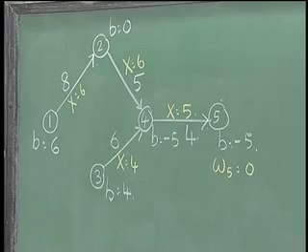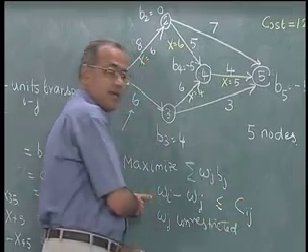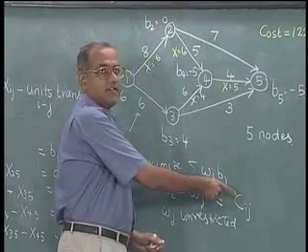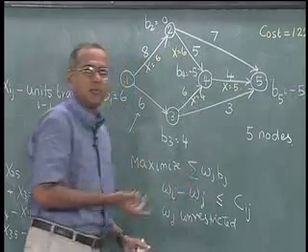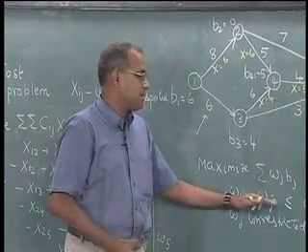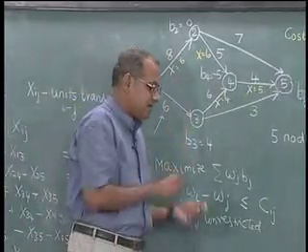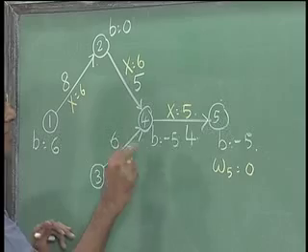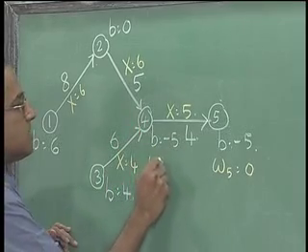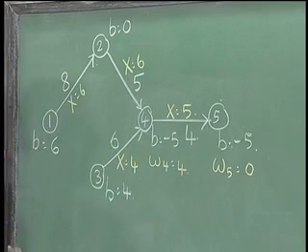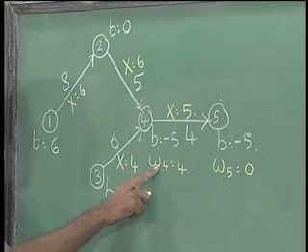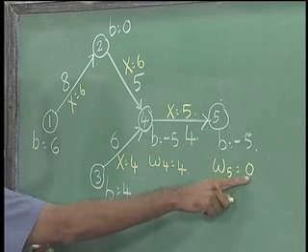Now, for W5 equal to 0, we go back and try to find out the other dual values. We use Wi minus Wj is equal to Cij wherever Xij is basic, which is nothing but the complementary slackness theorem being applied here. So, here Xij is basic, and Wi minus Wj is equal to Cij would give us W4 equal to 4. So, W4 takes a value of 4 when W5 is defined as 0.